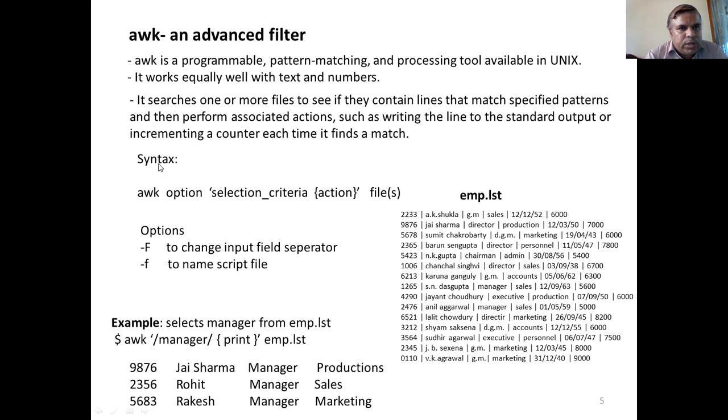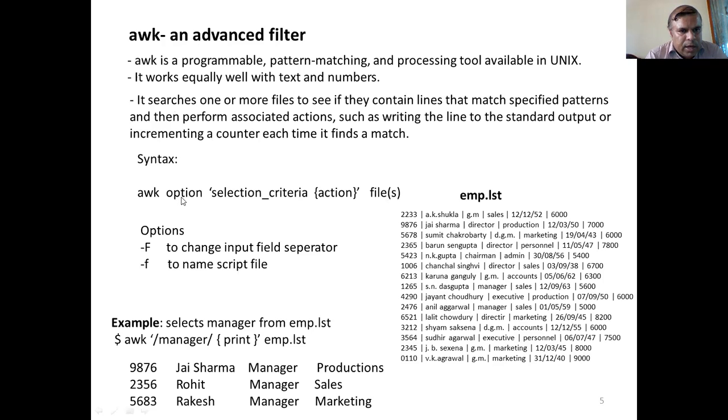So what is the syntax of using AWK? The command name is AWK followed by different options, and then the selection criteria. The next argument is the selection criteria followed by the action component. The selection criteria and the action part are enclosed in single quotes, and the action component is enclosed in braces. This is followed by the file.